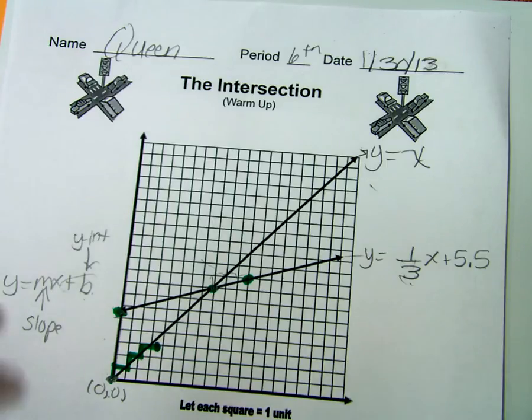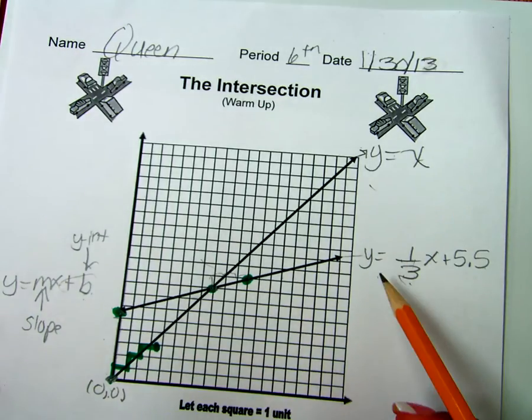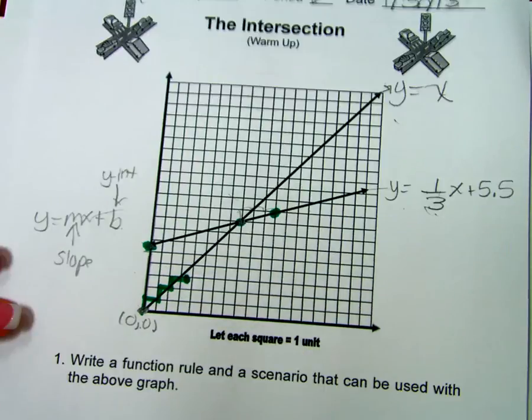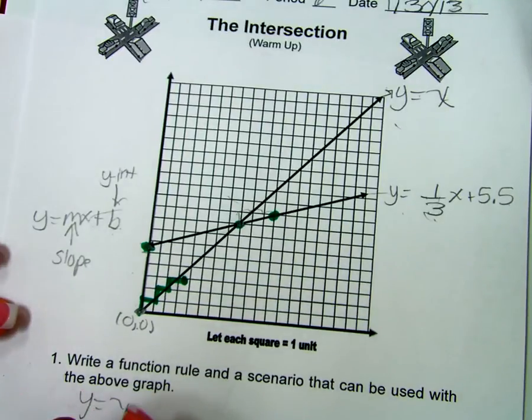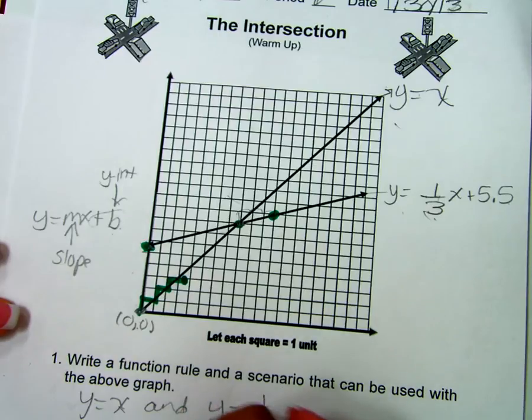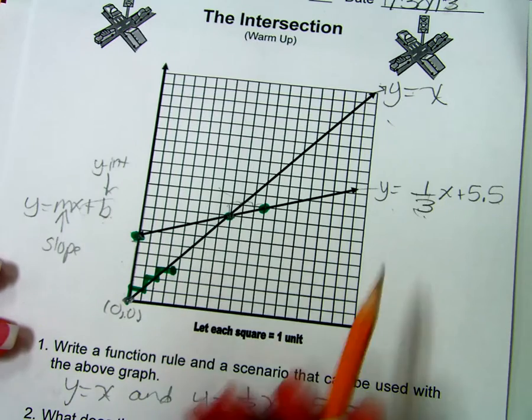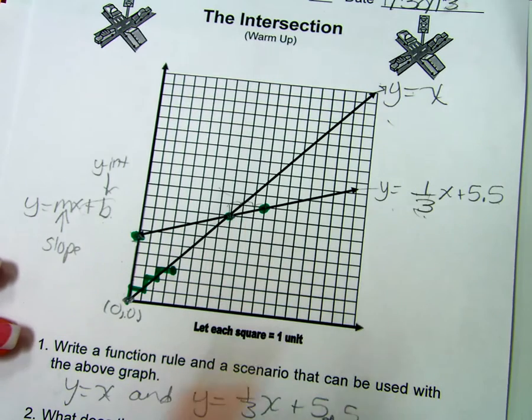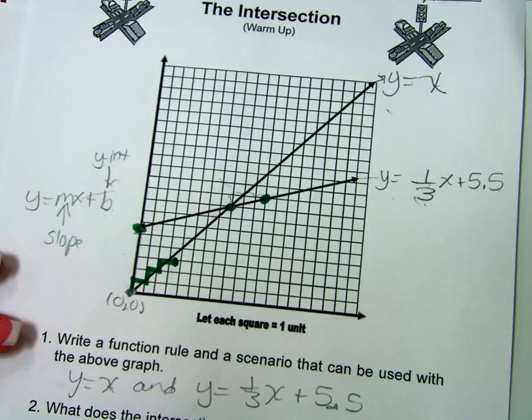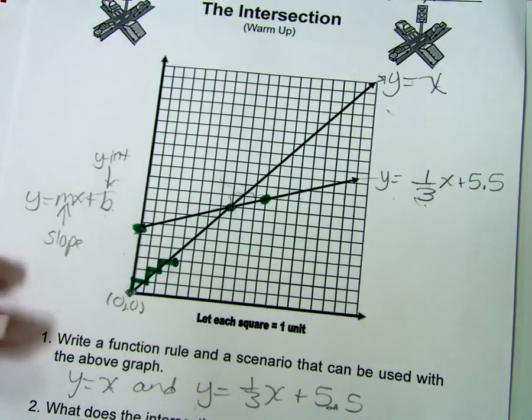Okay? So now I have my functions: y equals x, and y equals 1/3 x plus 5 and 5/10. Now, what is the intersection first of all? 8, 8. So the point of intersection, which is the solution, is 8, 8.